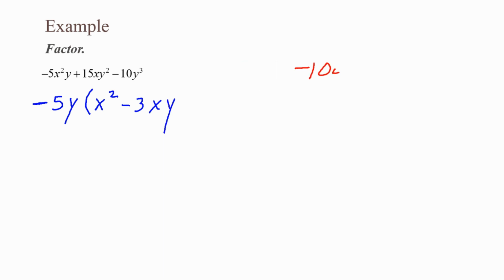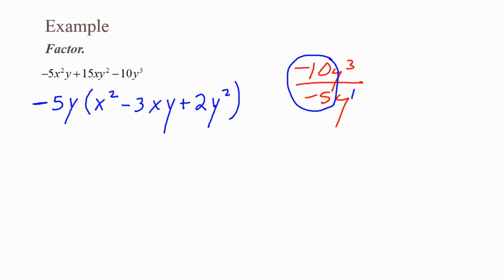Looking at negative 10y to the third, dividing out negative 5y, negative 10 divided by negative 5 is going to give me a positive 2. And then y to the third divided by y to the first is going to give me y squared. So I have negative 5y parentheses x squared minus 3xy plus 2y squared.